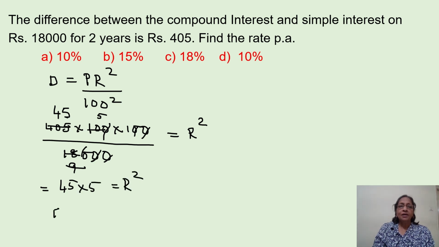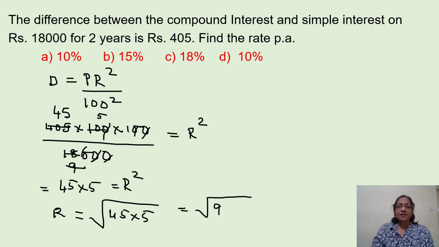So R will be under root 45 into 5, which I can split up and write as 9 into 5 into 5. Square root of 9 is 3, and square root of 5 into 5 would be 5. And your correct option is the B option.